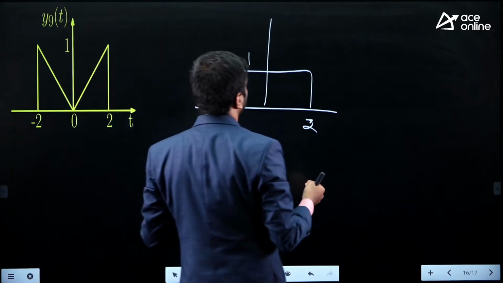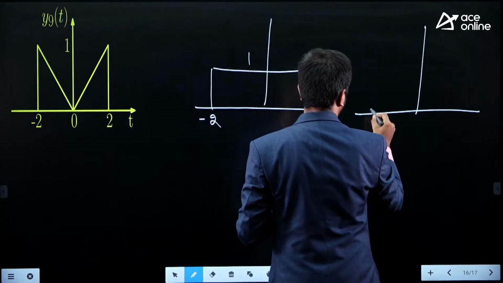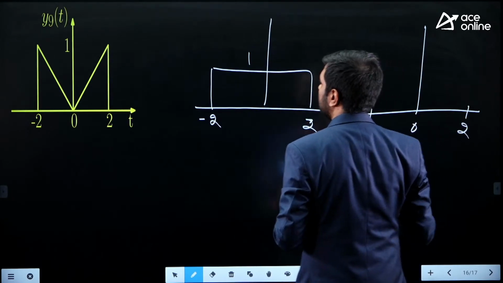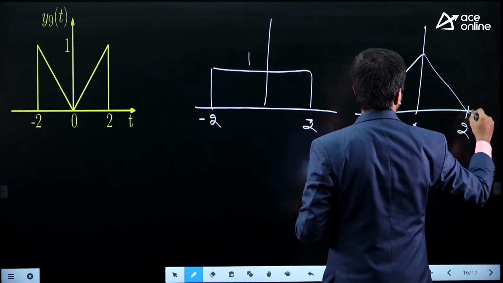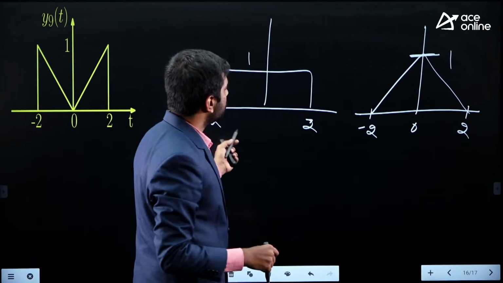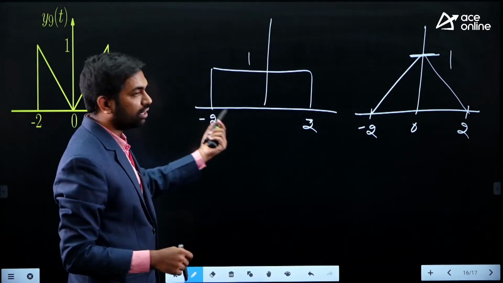I would also take a triangular pulse which is from -2 to 2. So I've taken a rectangular pulse and a triangular pulse like this. Let's indicate this as 1. If you subtract this 2, you might get this.